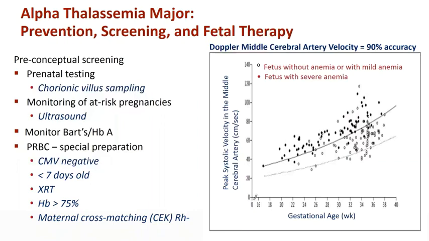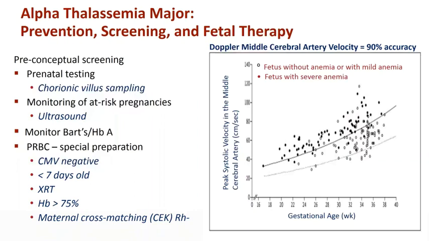However, advances in prenatal treatment and in improved postnatal care make us reflect and potentially change this paradigm, and at least offer other options to families besides termination. So in general, preconceptual screening is necessary, prenatal testing, monitoring of pregnancies with ultrasound, and on the right, you could see a simple transcranial Doppler of the fetus can very safely separate out which fetuses are severely anemic without any invasive testing. In fact, the accuracy of the middle cerebral artery is over 90%.